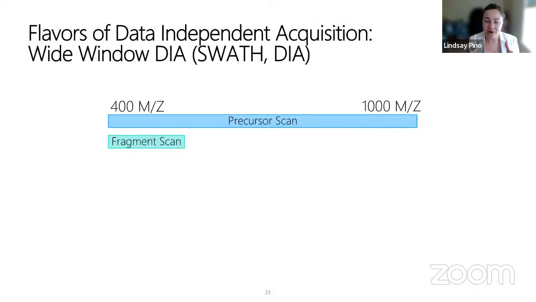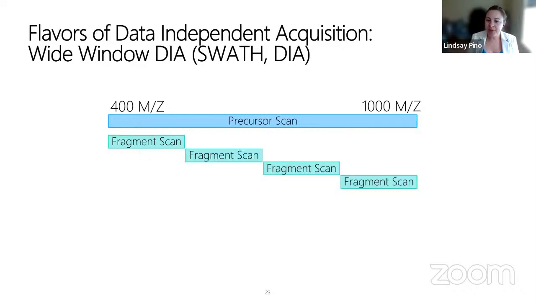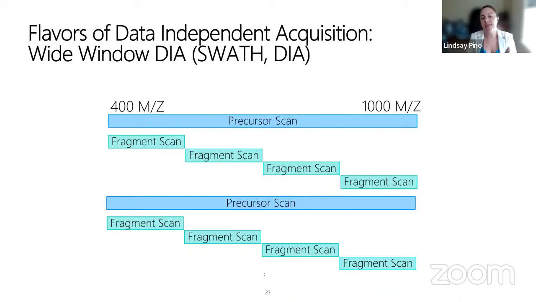Okay, so the next thing: what if we make the windows slightly wider, but not quite as wide as MSE, looking at everything? So a wide window DIA, SWATH, or DIA, they're the exact same thing. SWATH is just a branded, trademark name for DIA. This is what pretty much everyone in the field is using for their DIA these days. So it's a slightly wider scan, and you tile those across the full MZ range that you want to measure. Take your precursor scan and then tile them again.